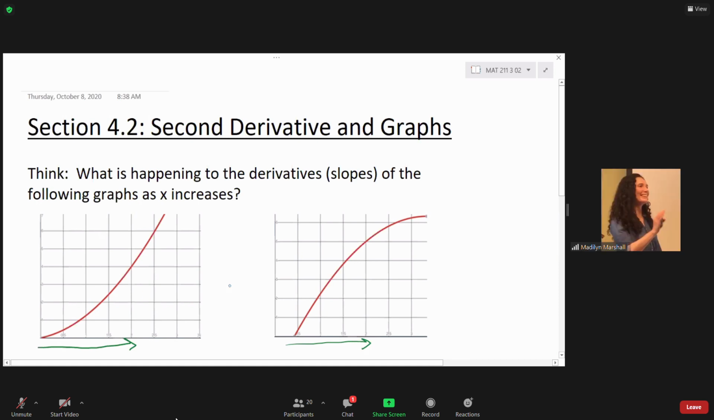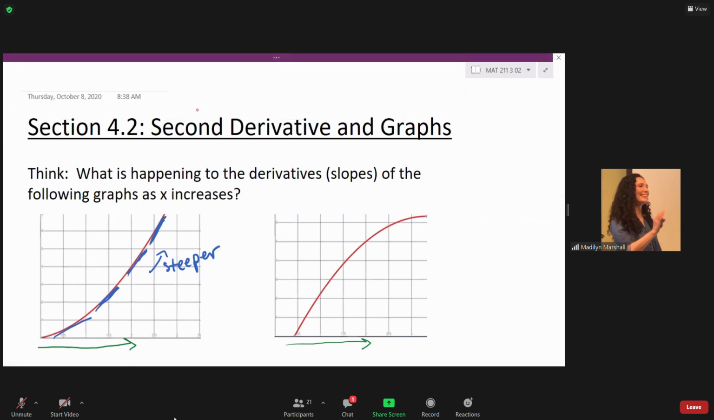So each of these is going up. Both of these slopes are positive. They both have positive derivatives because they're increasing. But on this one, the slope is accelerating. That's one word for it, which means the slope is speeding up, basically. The slope is getting steeper. That looks like it's misspelled, but I'm going to leave it.